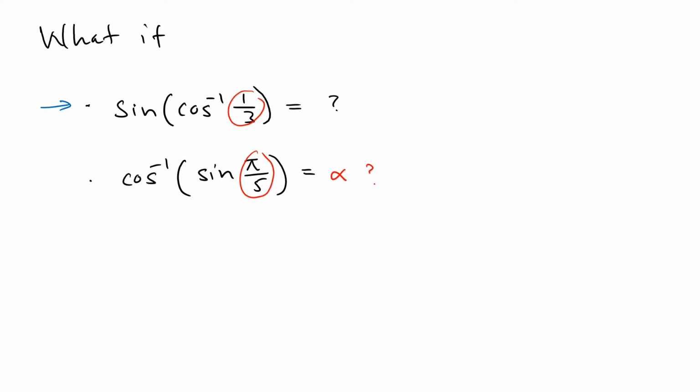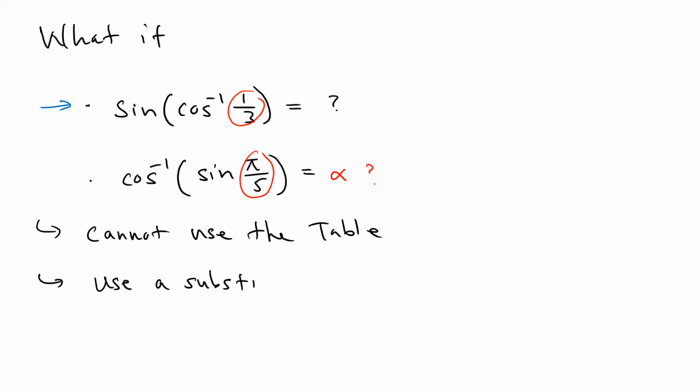The problem here is that because those values are uncommon, you cannot use the common value table. That's the first problem. Normally, what we're going to do for this kind of problem is use a substitution. That's how you solve these problems. Because we know that cosine inverse 1/3 is an angle, we're going to consider this angle to be theta, and then we can use that idea to solve the problem. So let's look at several examples.